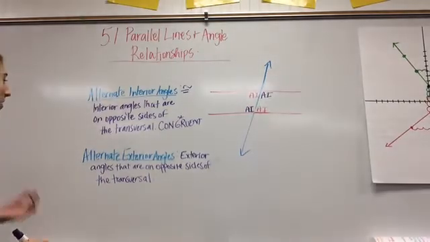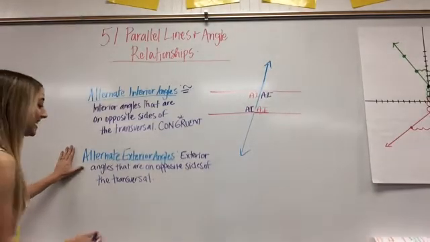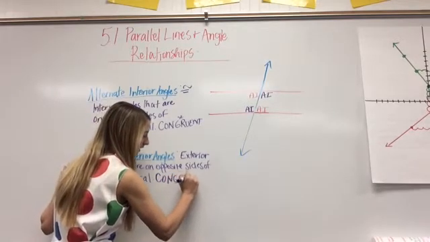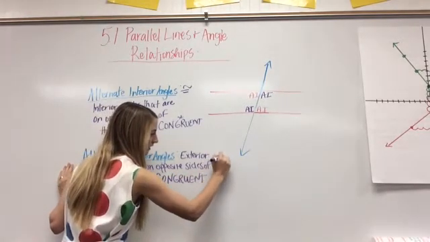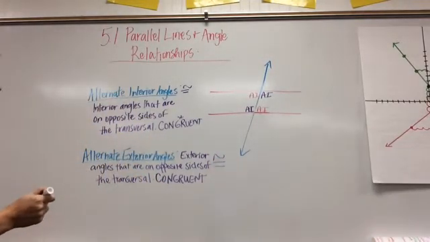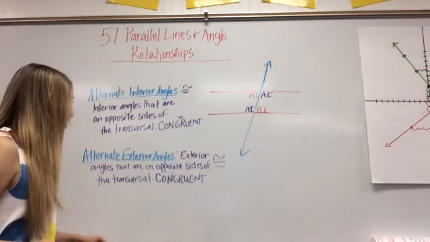Okay, so I'll label those also. These are congruent. They're also congruent. Okay, so I'm going to label these with a different color.